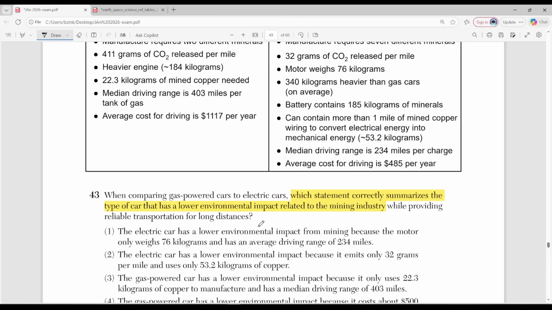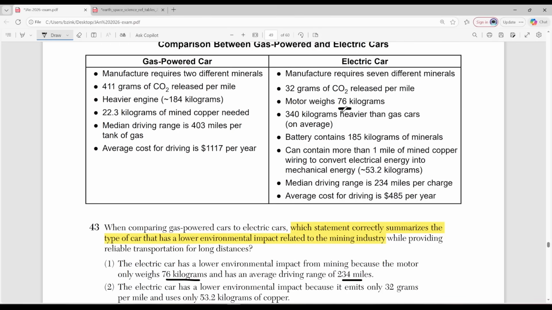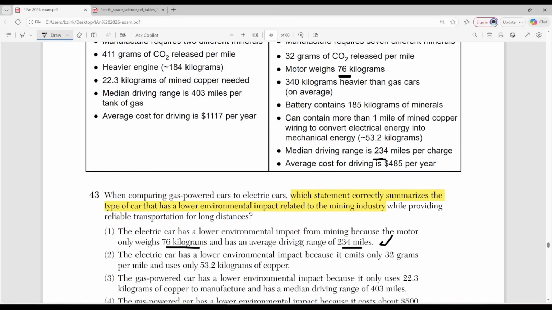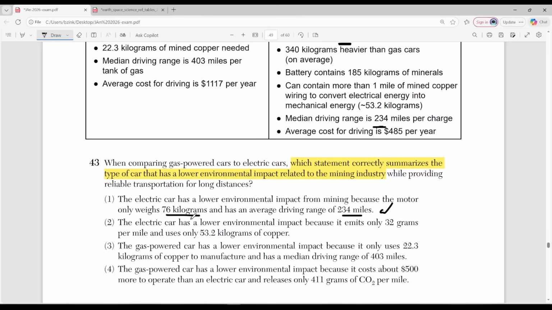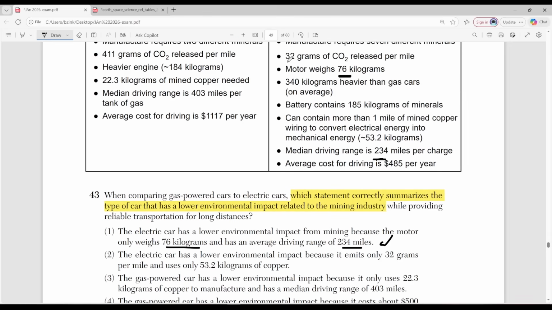The electric car has lower environmental impact from mining because the motor only weighs 76 kilograms for 234 miles. Look, 76 kilograms, 234 miles. Okay, so that's possibly right. But yeah, let's keep going. The electric car has a lower impact because it emits only 32 grams per mile. Look, 32 grams per mile. And uses only 53.2 kilograms of copper. Look, can contain more than 1 mile of mined copper. 53.2 kilograms. So this could also be right.